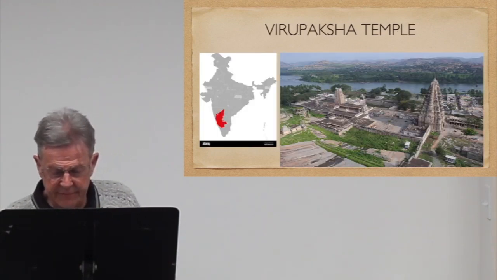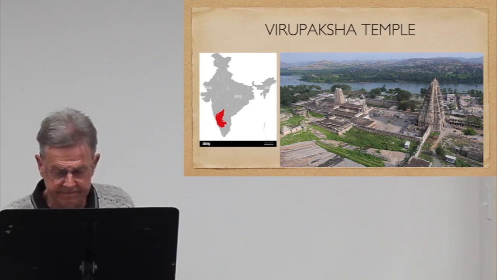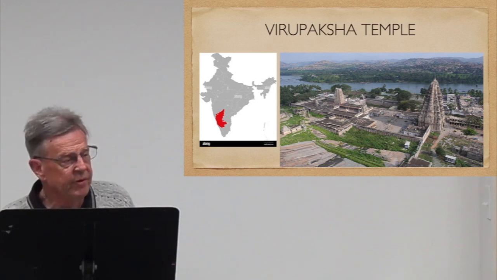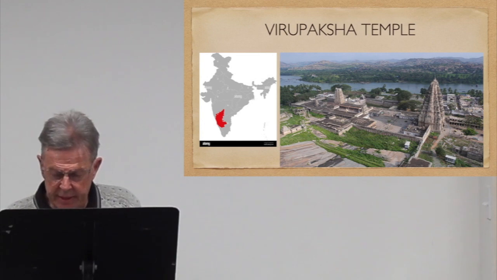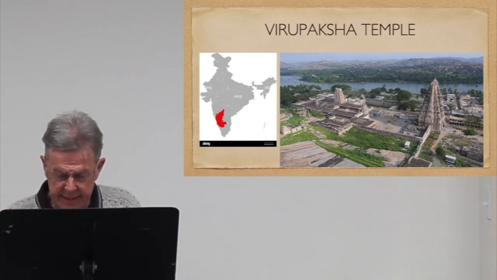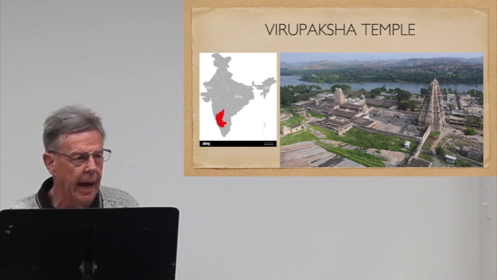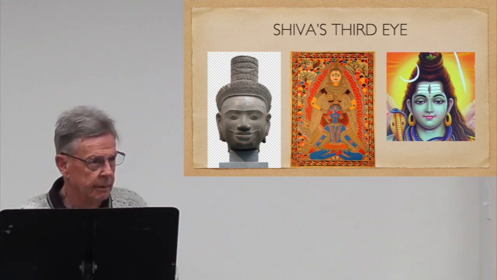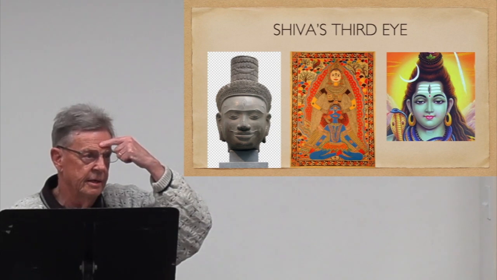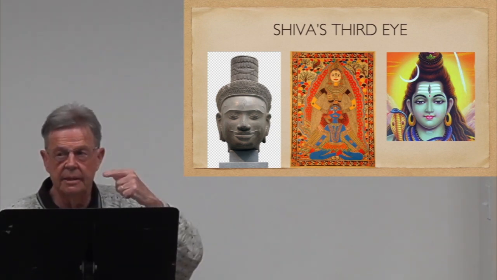Then the final temple we're going to look at is the Virupaksha temple, dedicated to Virupaksha Shiva, situated on the banks of a river in Karnataka. Shiva Virupaksha means Shiva with the terrible eye. Sometimes we call it the third eye. It's the eye here on the forehead. This is the eye that looks inward.